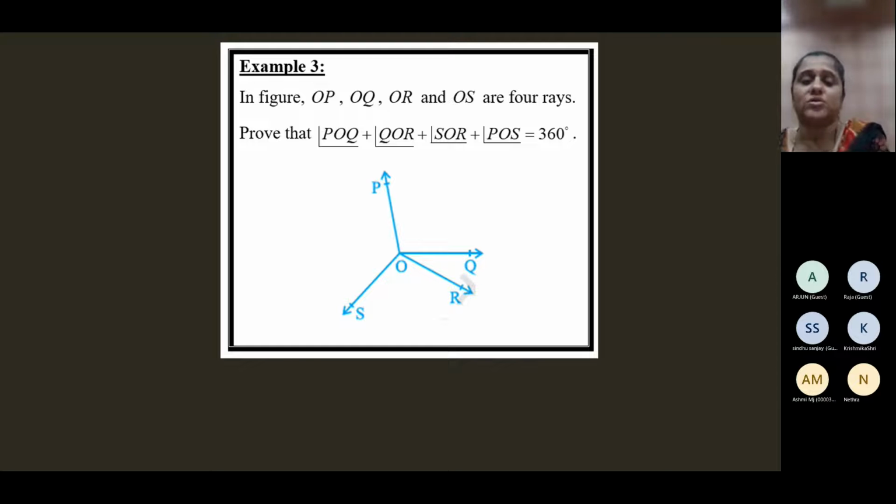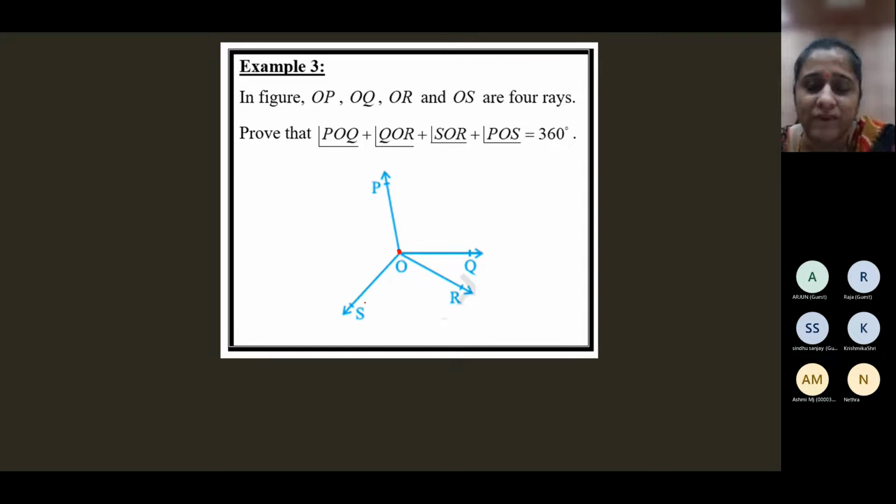Now, here is the proof for the sum of the angles around a point being equal to 360 degrees. So here we have this point O, and there are 4 angles formed around the point O. There are 4 rays and 4 angles. See, we have rays OP, OQ, OR, and OS. So there are 4 rays emerging from the point O.